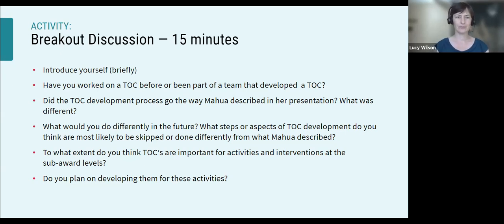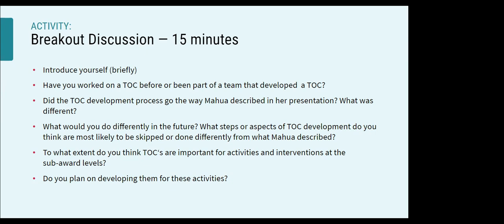Other comments from the groups? In our group, this is Mahua. We had probably a little more than half of group participants say they had been involved in developing a theory of change, or maybe it was half of us.